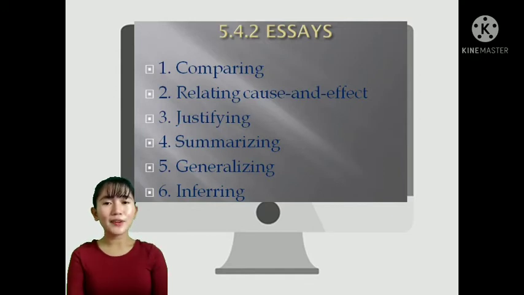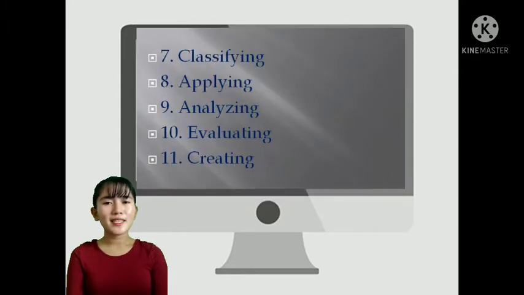Number 4. Summarizing. Restate the main points of a piece of writing in your own words and briefly summarize the content. Number 5. Generalizing. State a set of principles that can explain the following events. Number 6. Inferring. In the light of the facts you presented, what is most likely to happen? Number 7. Classifying. What you are going to write here is what the following items or events have in common.